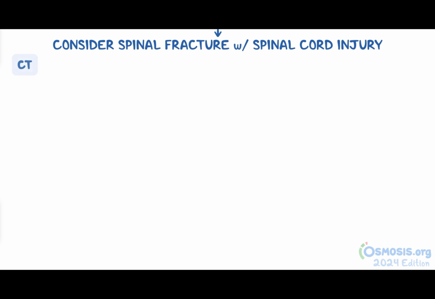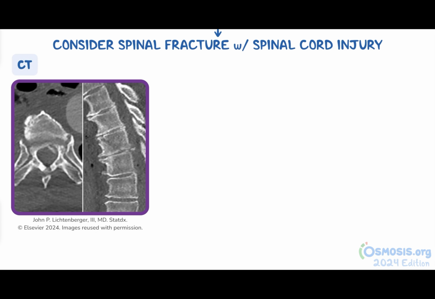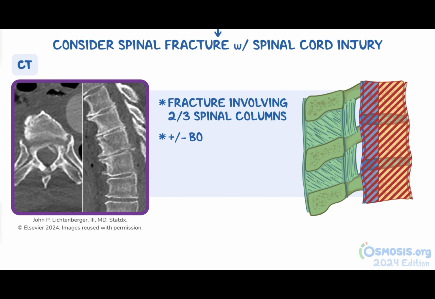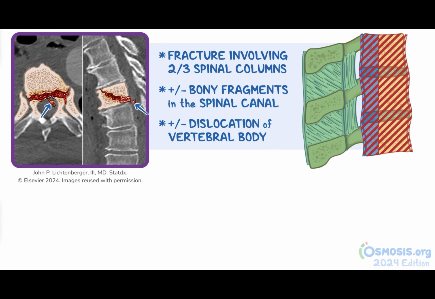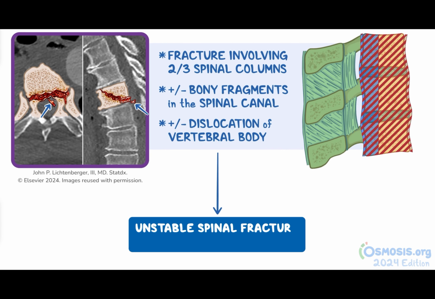However, the CT will give you all the clues. So, the CT might show a fracture involving 2 out of 3 adjacent spinal columns with or without bony fragments in the spinal canal. You might also find other clues that the spinal cord is damaged, like dislocation of vertebral body. With these findings, you can make the diagnosis of an unstable spinal fracture with spinal cord injury.